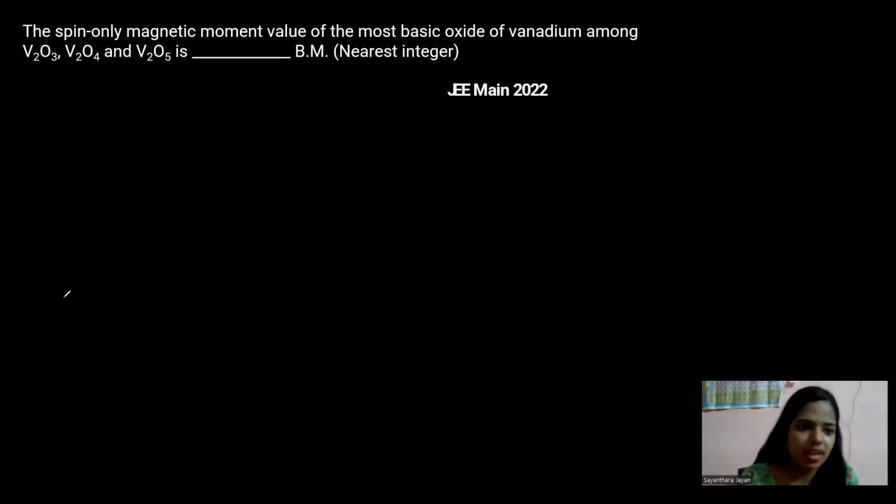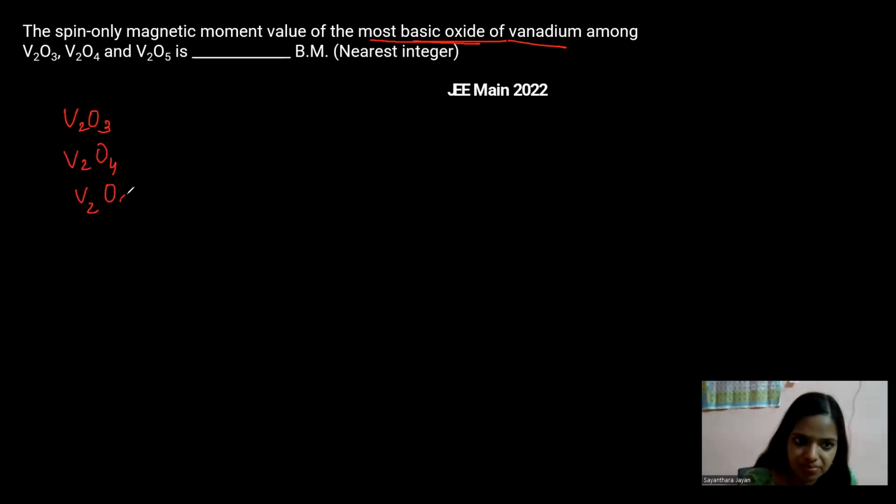Okay, read the question carefully. The thing which they have told you is most basic oxide. You have to calculate the spin only magnetic moment of the most basic oxide of vanadium. Here three oxides of vanadium are given: one is V2O3, another is V2O4, and another one is V2O5. From these you have to find out which is the most basic oxide. Listen carefully.